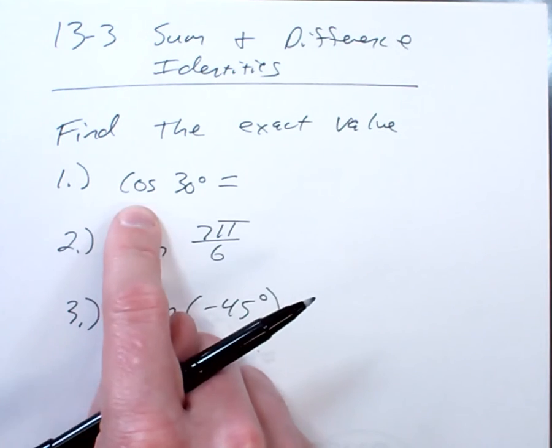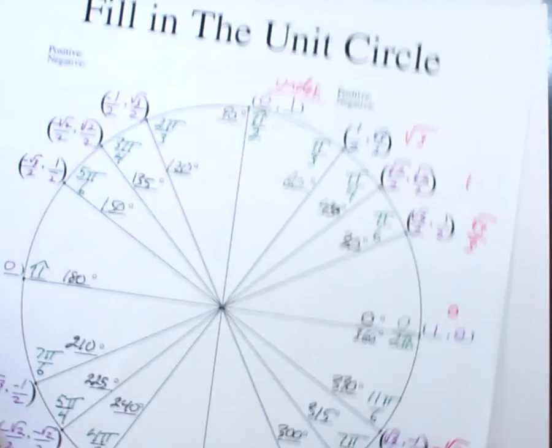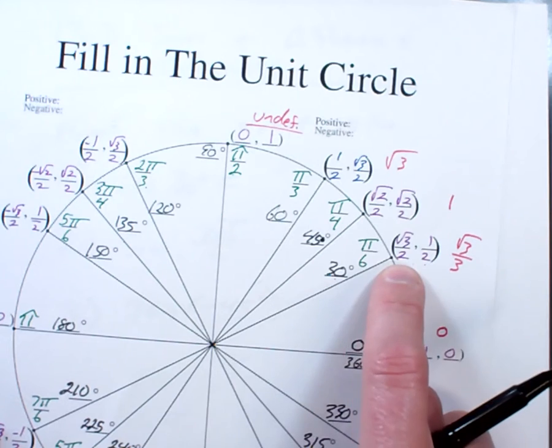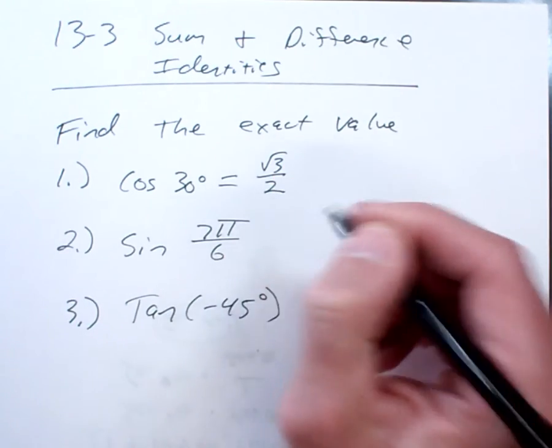So we can look up cosine of 30 degrees right on a unit circle. And what's it tell you? Or maybe you have it memorized. That would be good too. Yeah, if I go right here, 30 degrees is there. Cosine is square root of 3 over 2. And that's our exact value.